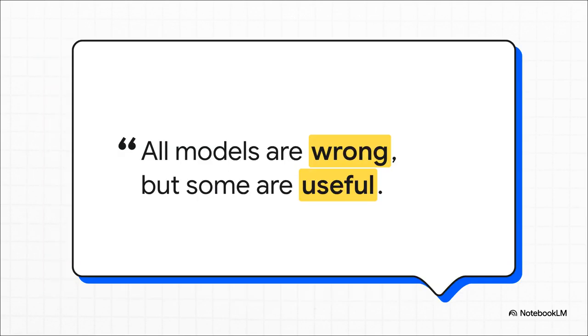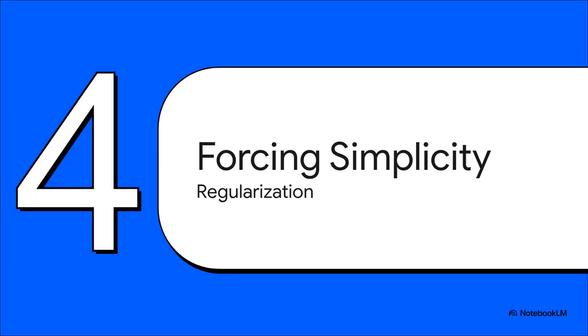And this gets to a really critical point. The goal here is not to build a perfect model that can explain every tiny random fluctuation in our data. The legendary statistician George Box put it perfectly. All models are wrong, but some are useful. We're just trying to build a useful model, one that actually works in the real world. So, how do we fight this urge to get too complex? How do we make sure our models stay useful?